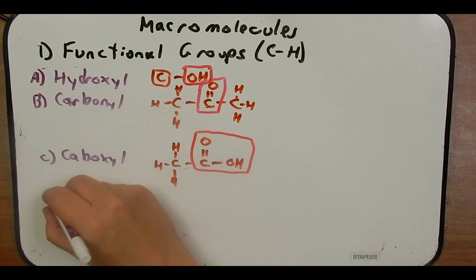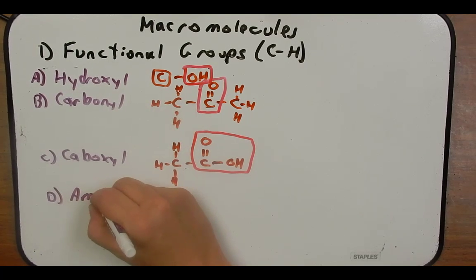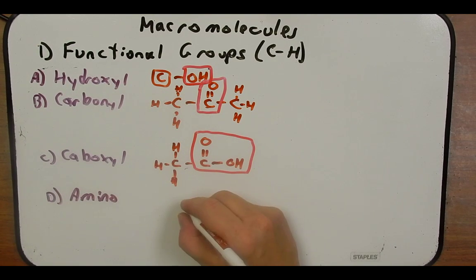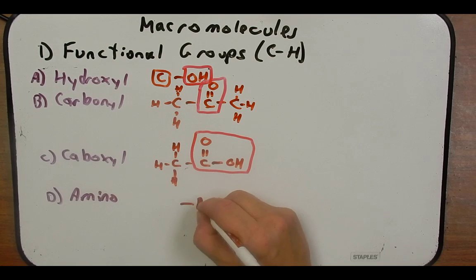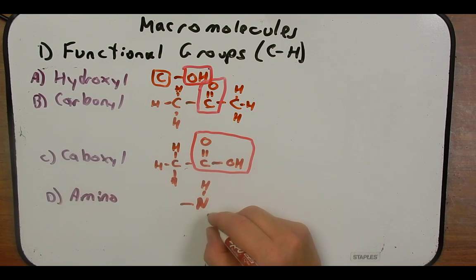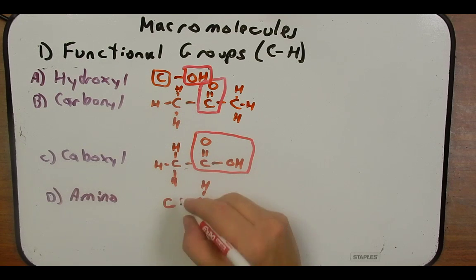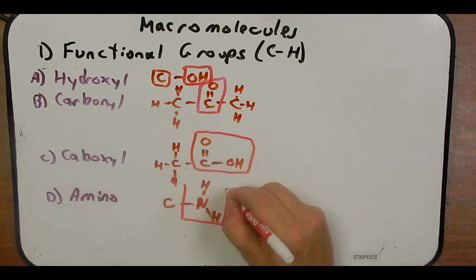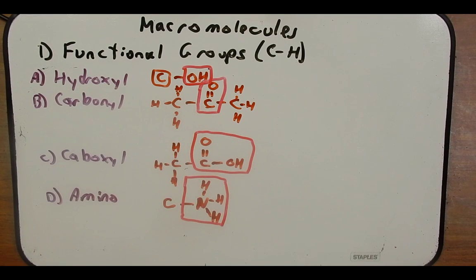Next is an amino functional group. Amino functional group will look like so. We'll have a nitrogen with a hydrogen and a second hydrogen. And it can be attached to a carbon like that. We could also have another hydrogen attached to this as well. The next one, sulfhydryl group.